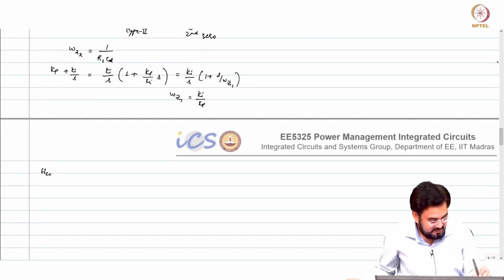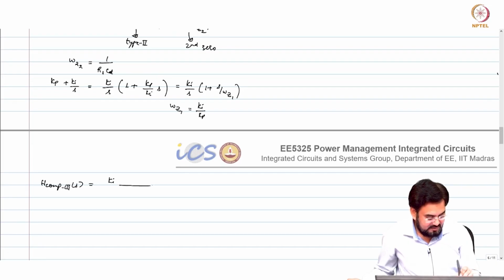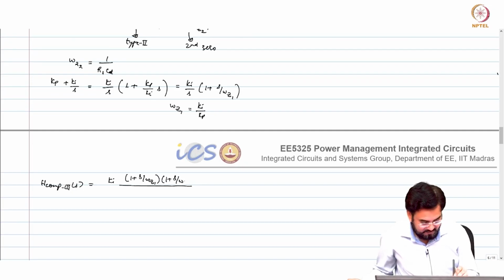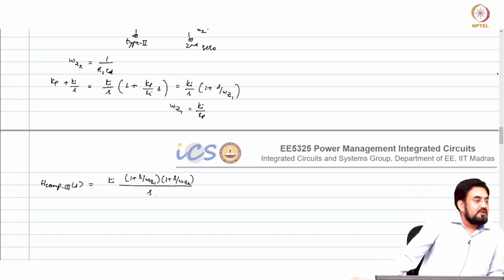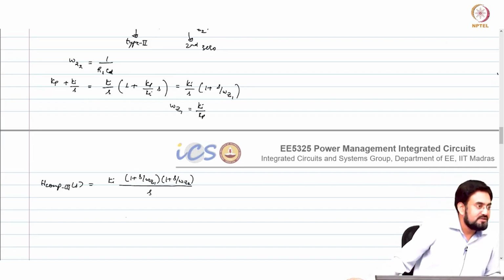So H of comp 3s becomes Ki over S into 1 plus S over omega z1 into 1 plus S over omega z2. Okay, so you have one integrator and two zeros.